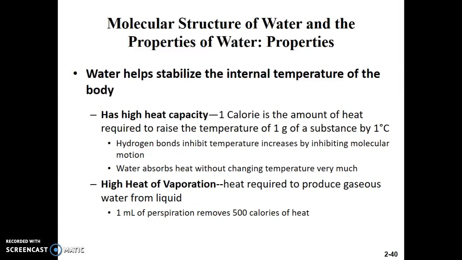What happens is the heat energy on the surface of our skin is going to be removed as the perspiration, the sweat, evaporates. As it evaporates, it pulls the heat away from our body. And that's how we cool off. And that's how we maintain body temperature.